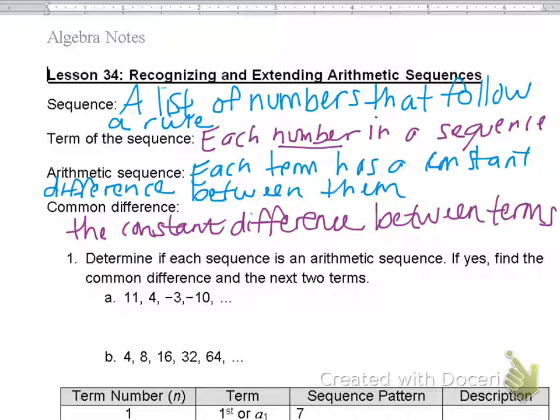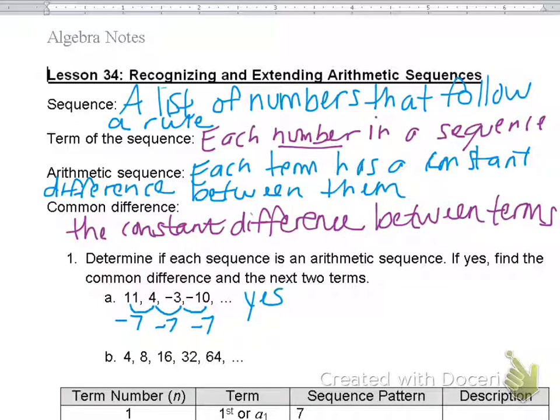So let's look at a couple of sequences here to determine if they are an arithmetic sequence or not. The first one, we have 11 to 4, and between 11 and 4 it goes down 7. So 11 minus 4 is 7. And then from 4 to negative 3 it also goes down 7. So 4 minus 7 is negative 3. And then negative 3 minus 7 is negative 10. So each time it's going down 7 between each term. So yes, this is an arithmetic sequence.